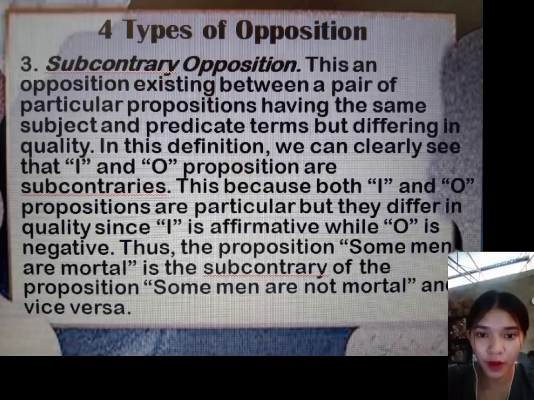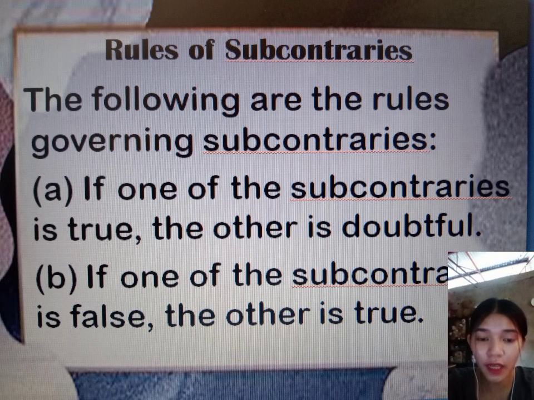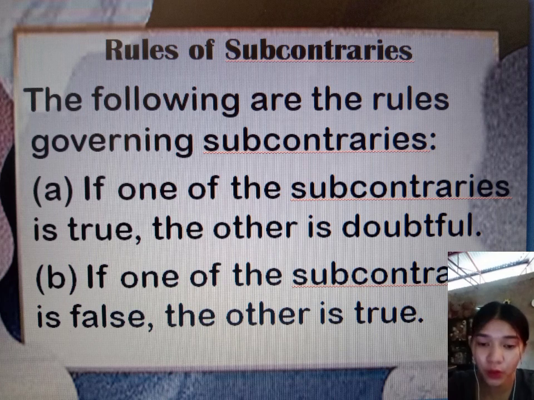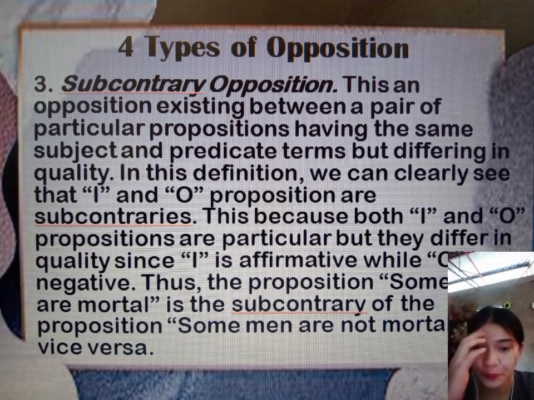Next is subcontrary opposition, one which exists between two particular propositions that differ only in quality, two particular propositions with the same subjects and predicates but different qualities. The rules: subcontrary propositions cannot be false together, and subcontrary propositions may be true together. For example, some triangles are not square, so true. The I is some triangles are square, so false.